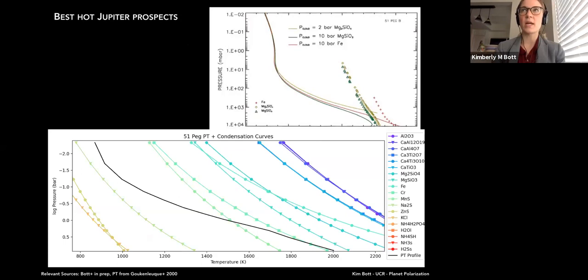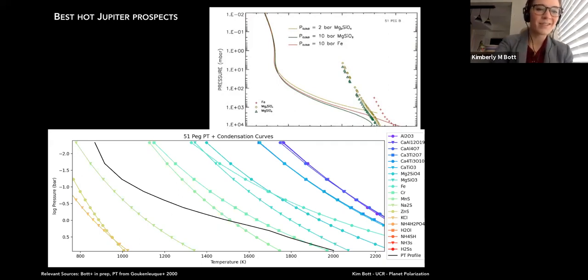So if we're just considering 51 Peg, for example, the planet that we possibly have a detection of polarized light from with a recent HIPPI campaign, I have here just some early pressure temperature profile predictions for the planet. And then in the bottom, plotted in a spaghetti plot, if you haven't seen this sort of thing before, it's a pressure temperature profile in black, and then condensation curves for different species that might produce clouds in the atmosphere, and where it crosses is where you expect a cloud to form.